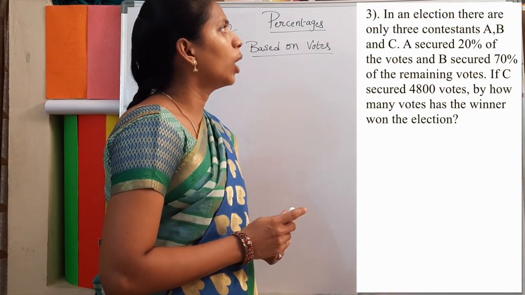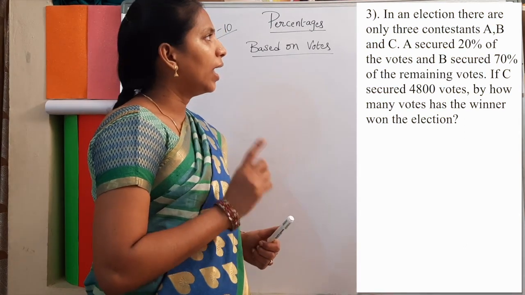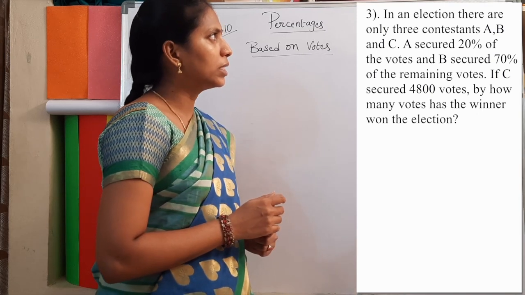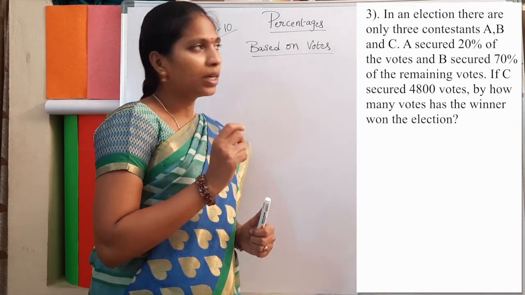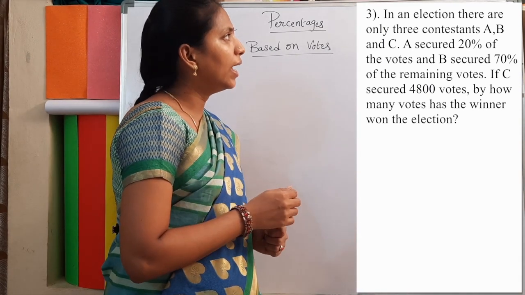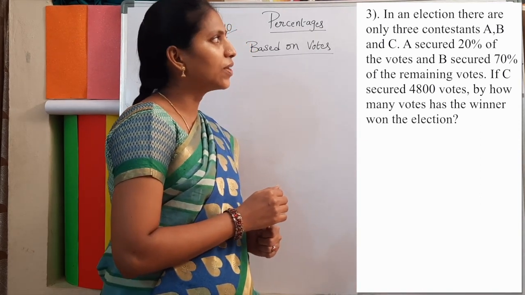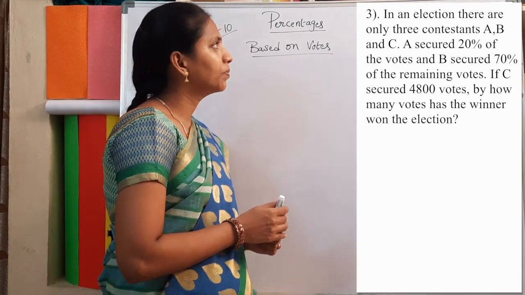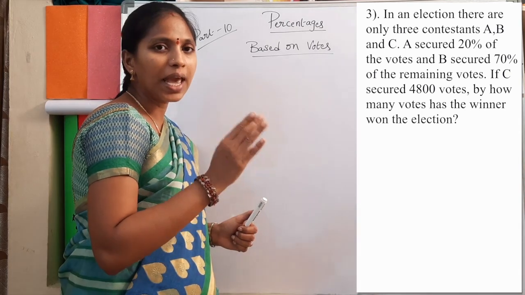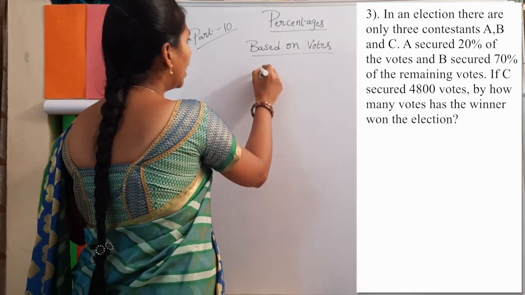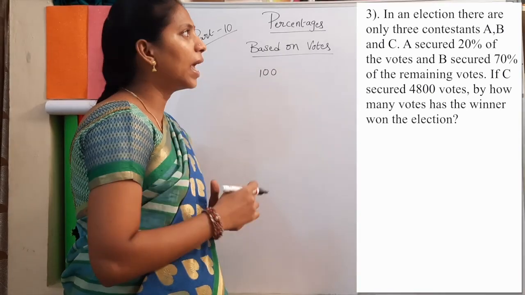In an election, there are only 3 contestants, A, B and C. A secured 20% of the votes and B secured 70% of the remaining votes. And if C secured 4,800 votes, by how many votes has the winner won the election? Very important question. In an election, there are only 3 contestants A, B and C. Initially, take the total number of votes as 100.